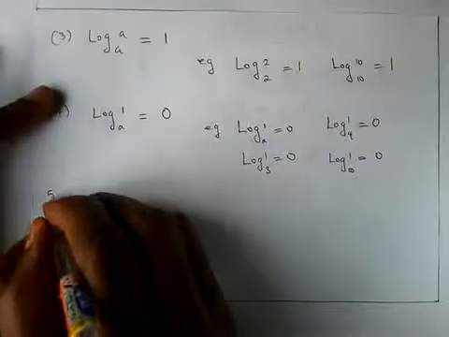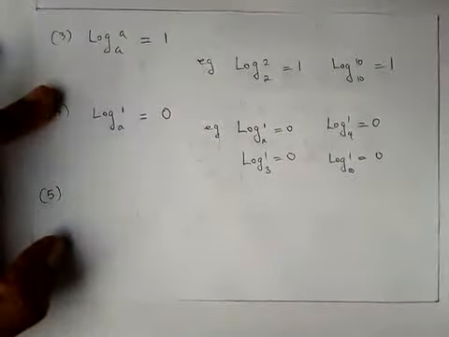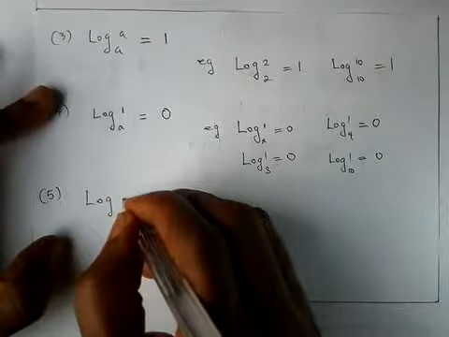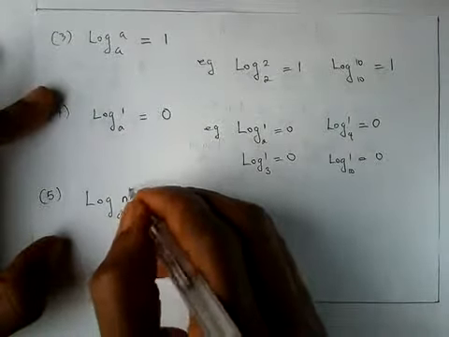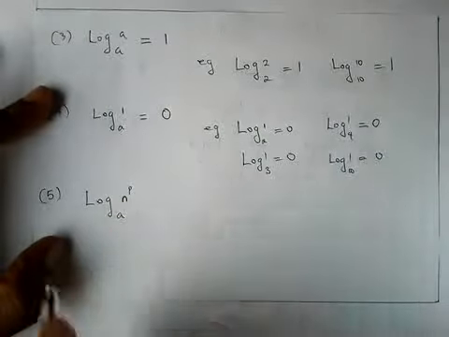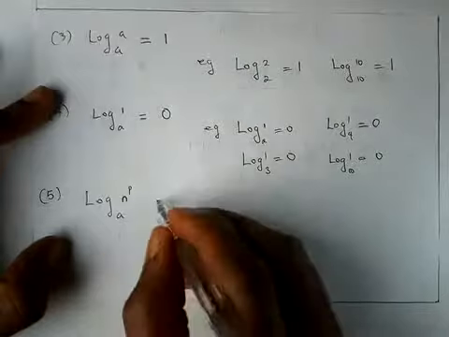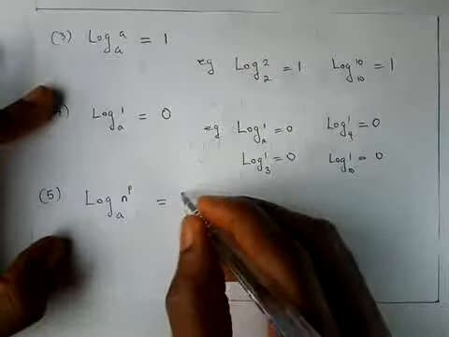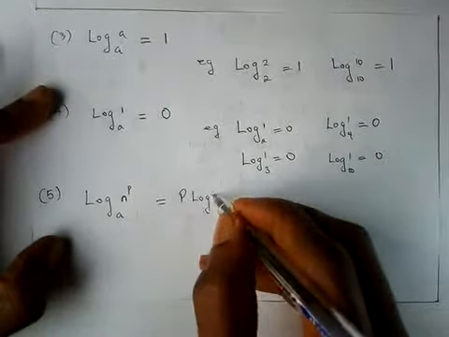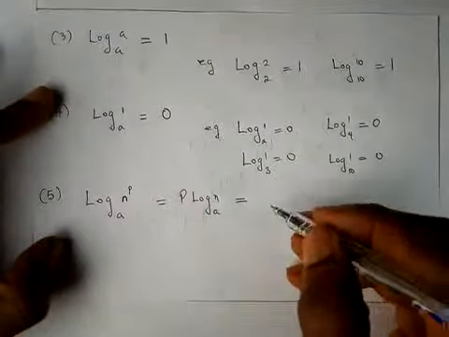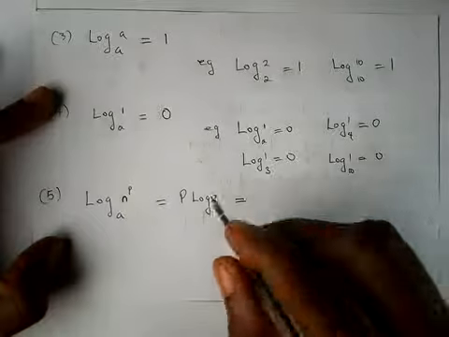Okay. Number 5: log n raised to power p to base a. Now this is having a raised to power. Now this power p comes down here to give us p log n to base a. Okay, and that gives us that.